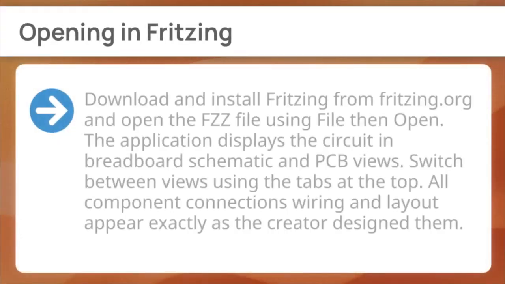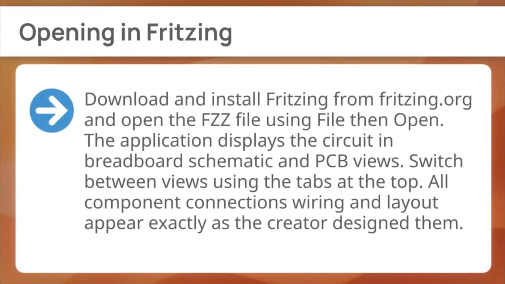First, opening in Fritzing. Download and install Fritzing from fritzing.org and open the FZZ file using File then Open. The application displays the circuit in breadboard, schematic, and PCB views. Switch between views using the tabs at the top. All component connections, wiring, and layout appear exactly as the creator designed them.